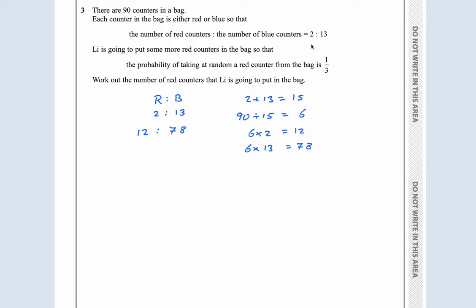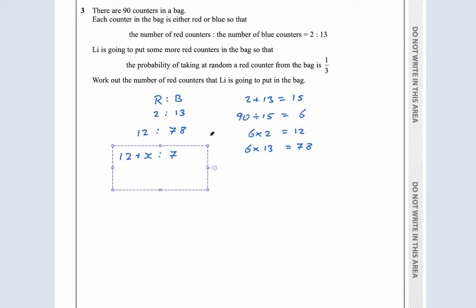Now she's going to add in some more counters. She's going to add in red counters, so the red counters she's going to add in is some unknown. So let's call it x. She's going to add in x, 12 plus x to 78. So now we're adding in, okay, let's be clear here. We're going to add in x amount of red counters, and this has to equal 1 to 2. So okay, be very careful here, guys.